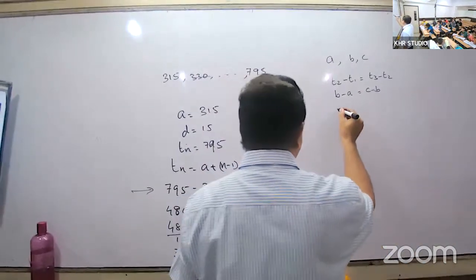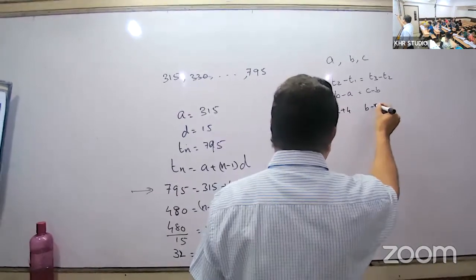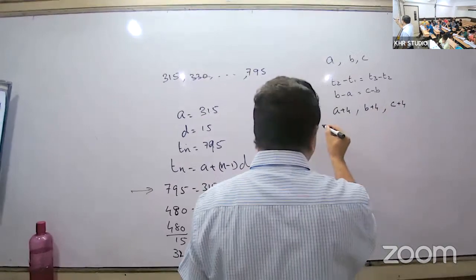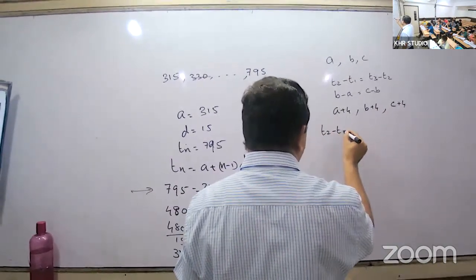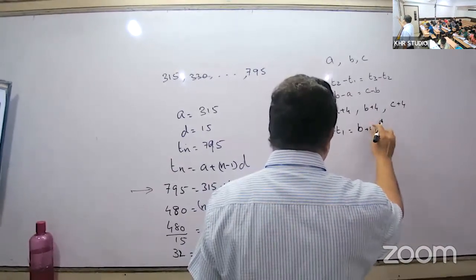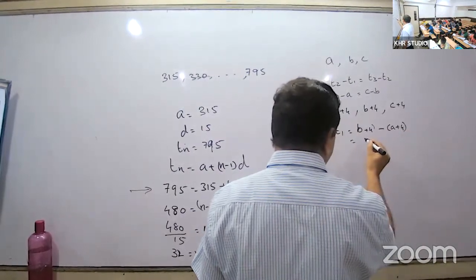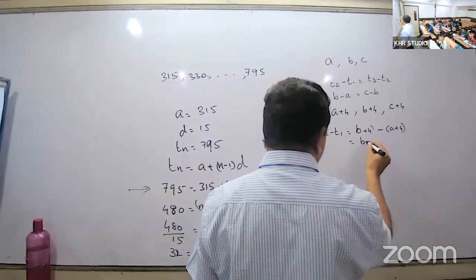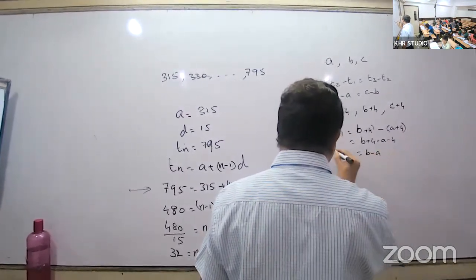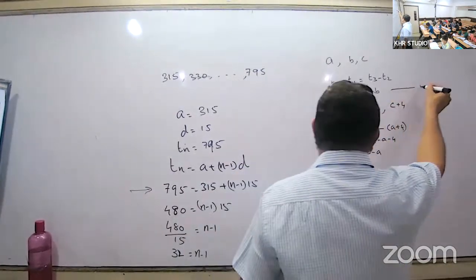Now, what we need to prove? A plus 4, B plus 4 and C plus 4 you have to prove in AP. So here also find out what is T2 minus T1. T2 minus T1 is B plus 4 minus in brackets A plus 4. That is the same as B plus 4 minus A minus 4, that is B minus A.